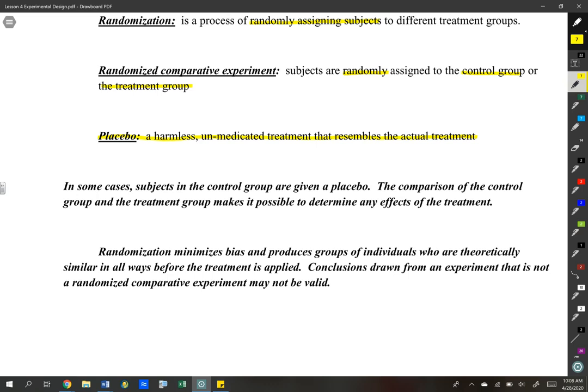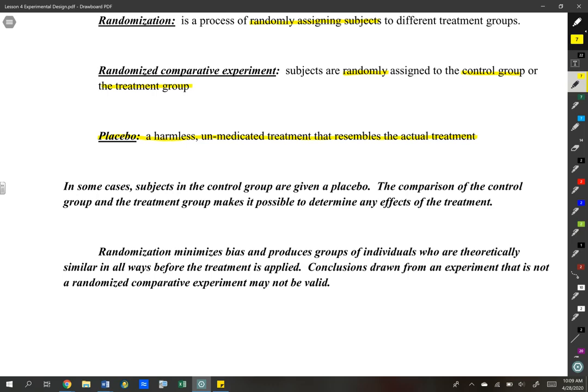Randomization minimizes bias and produces groups of individuals who are theoretically similar in all ways before the treatment is applied. Conclusions drawn from an experiment that is not a randomized comparative experiment may not be valid. So you have to make sure you're following all the appropriate steps for an experiment, that it truly is randomized, that it's not biased, and that you're dividing groups either into a control group or a treatment group randomly.